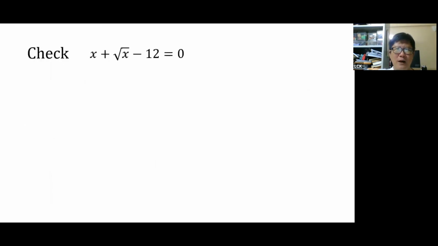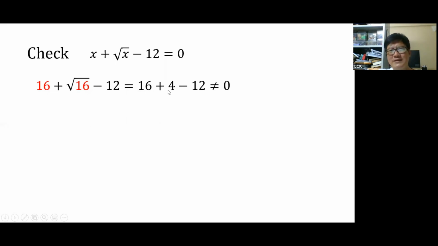So let's do the one for x equals 16. To do the check for x equals 16, just bring the 16 and put it in here, and you will see that 16 remains, square root of 16 is 4, 16 plus 4 is 20, 20 minus 12 is not 0, 20 minus 12 is 8. So 16 is not a solution. Out. 16 is completely out. You've knocked it out. It's not a solution.